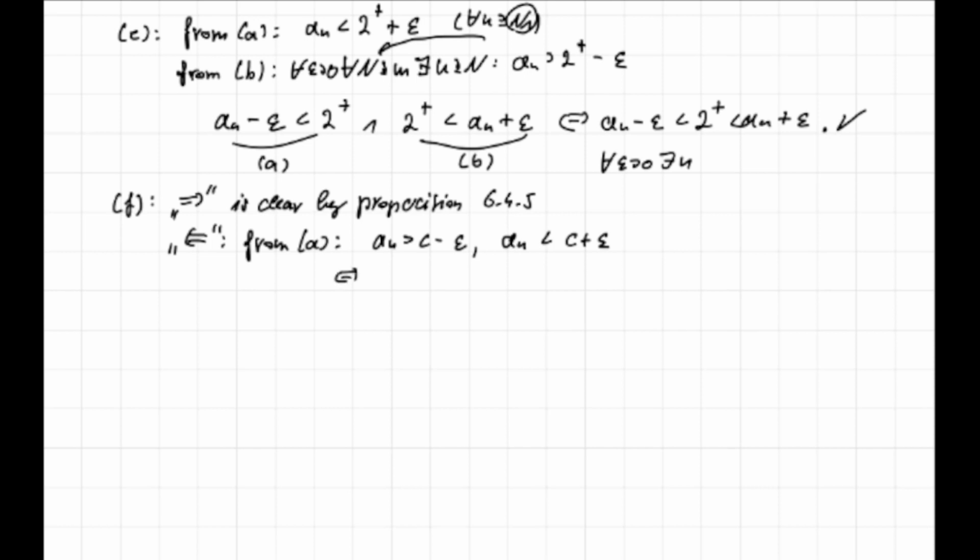And you can see, similar to E, it just follows that an minus epsilon is smaller than C is smaller than an plus epsilon. But again, careful with the quantifiers. In this case, it actually holds for all epsilon greater than 0 and for all n greater than some n. And this n is again just the maximum.